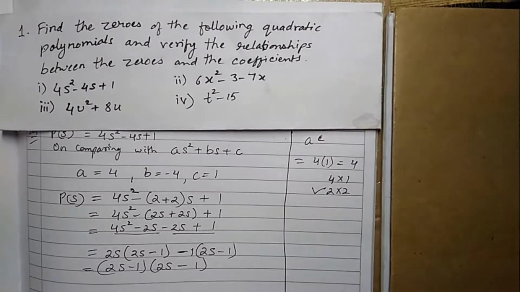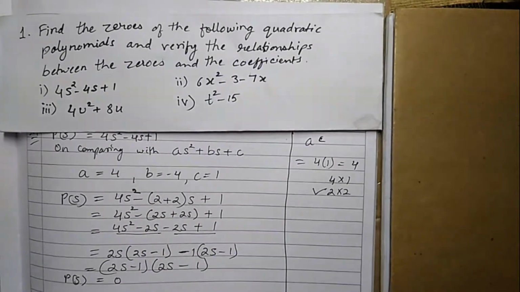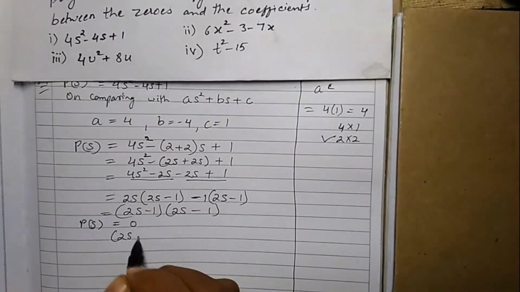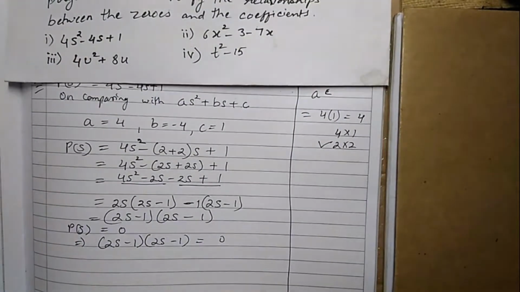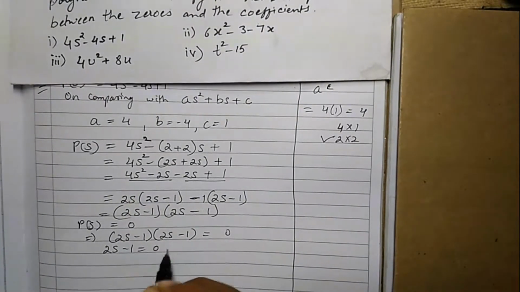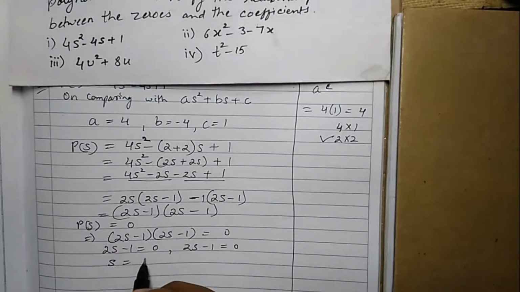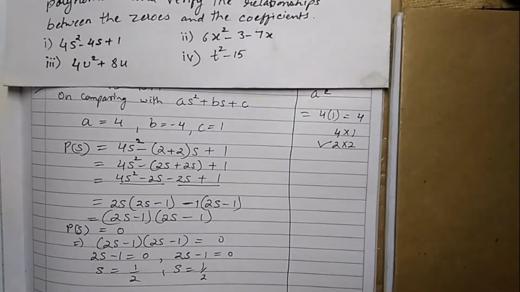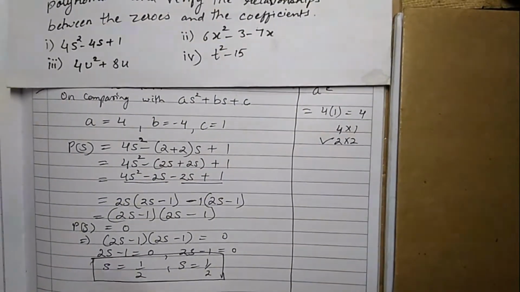Now to obtain the zeros, what you have to do? You have to take this polynomial equal to 0. When you take the polynomial equal to 0, this will become equal to 0. So taking both factors equal to 0 individually, you can obtain the zero value of s as 1 upon 2. Here also you will get 1 upon 2. So you have obtained both the zeros of the given polynomial.